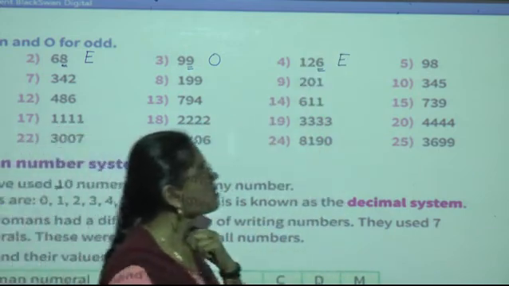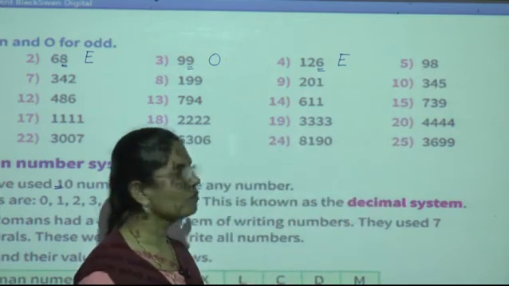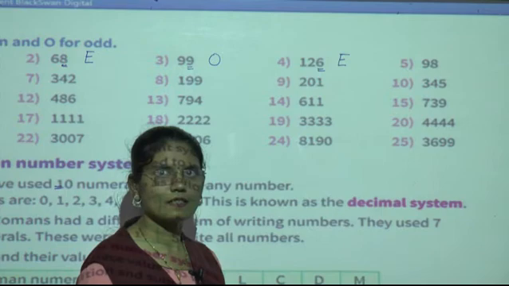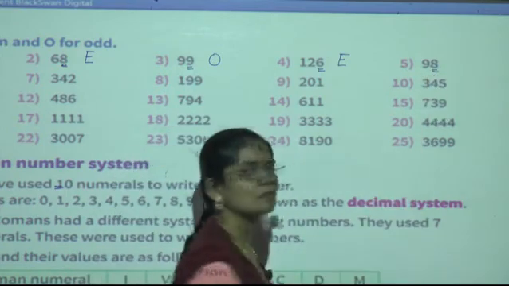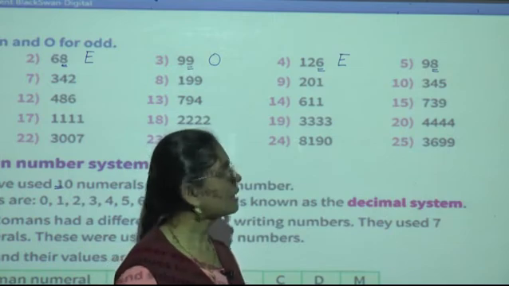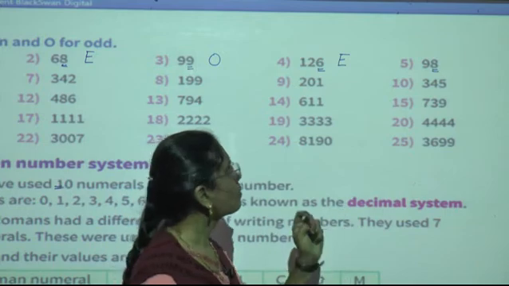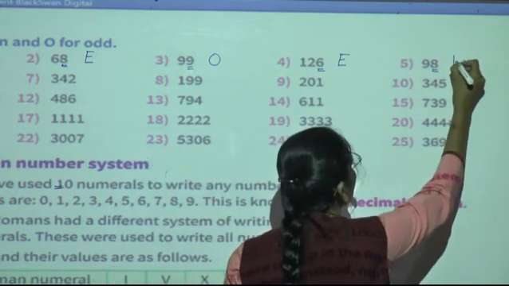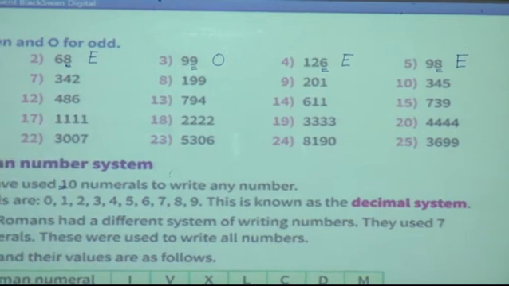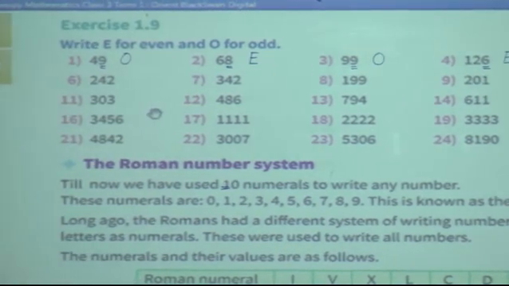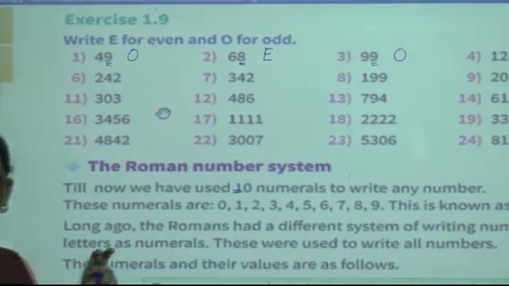Now see this fifth example. What are the numbers? 98 is there. In 98, at ones place, which number is there? Yes, 8 is there, and you know now very well, 8 is an even number. So 98 is also an even number. So we will write E for even. Now my dear students, this 6, 7, 8, 9, 10 you have to solve on your own.